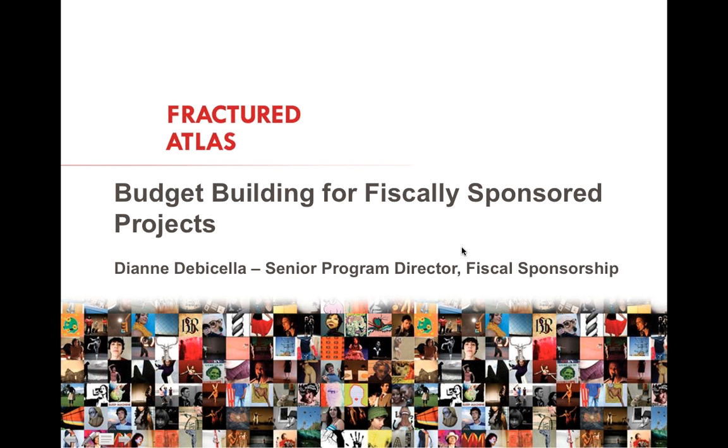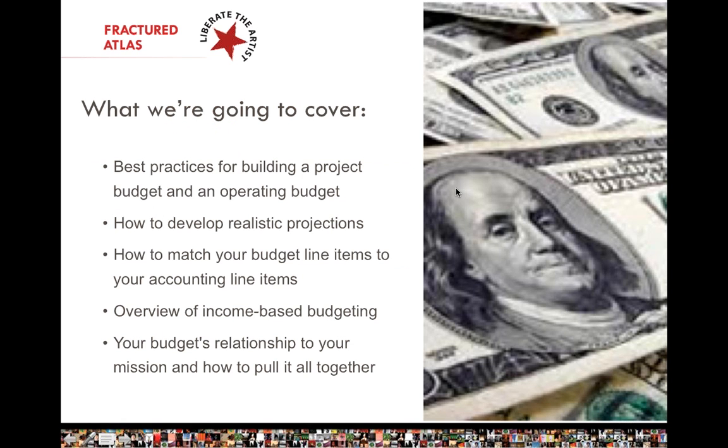So you should be able to see on your screen our title slide that says Budget Building for Fiscally Sponsored Projects. And what we're going to cover tonight is best practices for building a project budget and an operating budget. I'm going to talk about what the difference is between those as well. I'm going to talk about how to develop realistic projections. So where do those numbers come from if this is the first time you're creating a budget? I'm going to talk about how to match your budget line items to your accounting line items. I'm going to briefly go over income-based budgeting, and I'm also going to talk about your budget's relationship to your mission and really how to pull it all together.